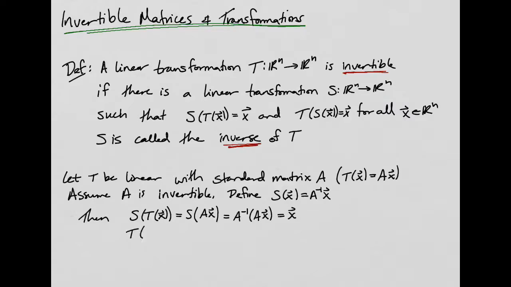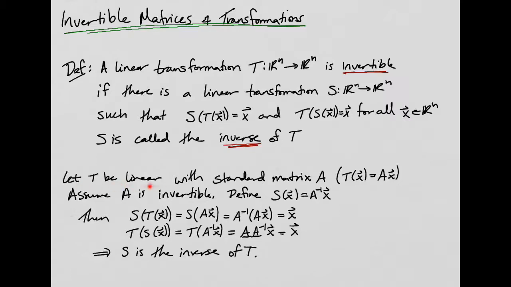And similarly, if I do T of S of X, a similar thing happens. I'm going to have T of A inverse times X, which gives me A times A inverse times X. A times A inverse is the identity. Identity times X is just X. So this tells me that S is the inverse of T. So if T is a linear transformation and the standard matrix is invertible, then T is invertible. And it turns out that the opposite's true too. If T is invertible, then the standard matrix has to be invertible.